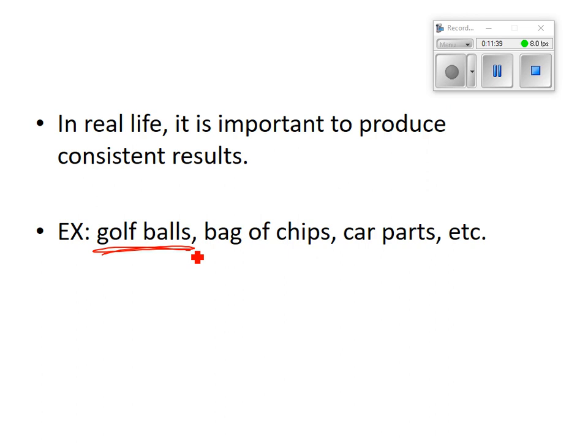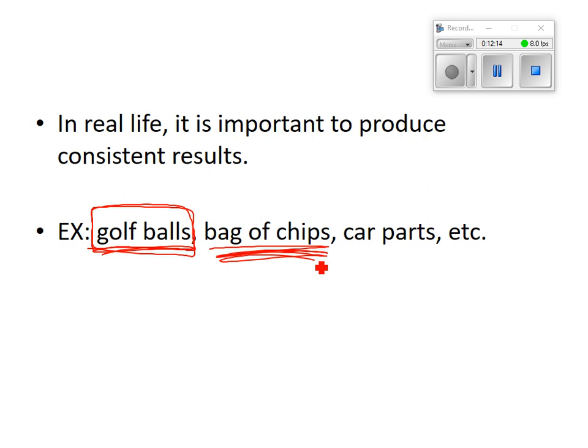And we can check to make sure that all of them are coming out the same by using what we're going to learn today. A bag of chips, there are rules that the government puts on bags of chips, candy bars, whatever it is, to say, hey, it has to be within this range. So when you get a bag of chips, you think, oh, there ain't no chips in here. Well, that can't be true because otherwise the company would get in trouble for not having the chips in it.